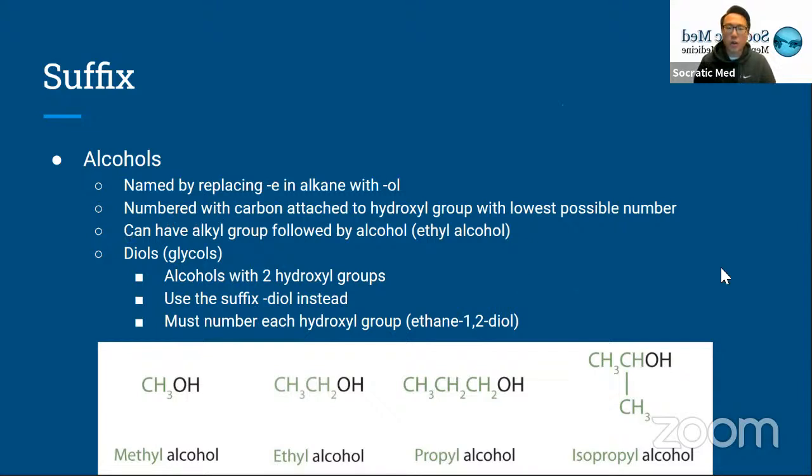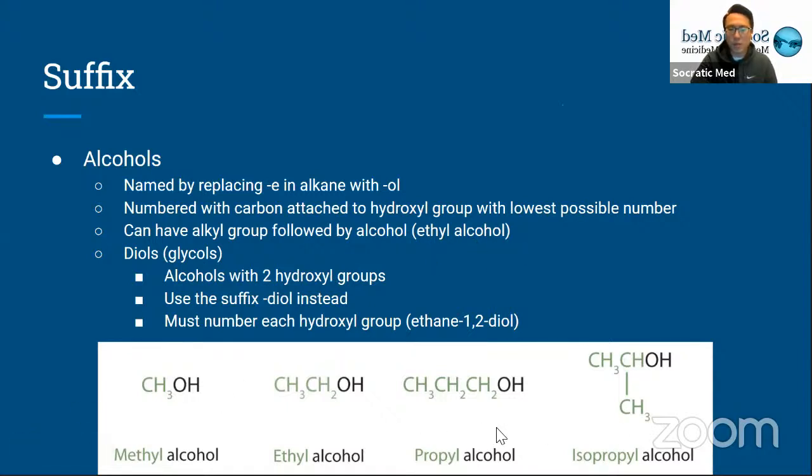And then you would number the carbon attached to the hydroxyl group with the lowest possible number. That's to signify that the alcohol group is the highest priority functional group. So you would assign it the lowest number possible. And you can also name it by having the alkyl group followed by the word alcohol. So for ethanol, it could also be called ethyl alcohol.